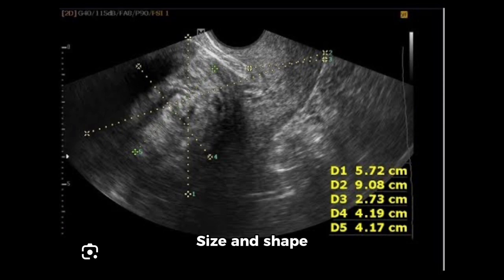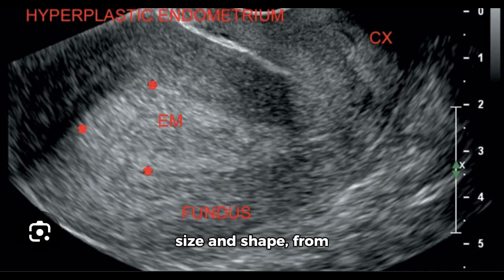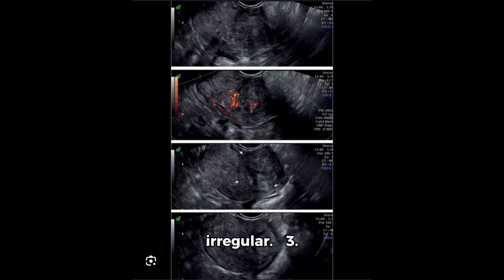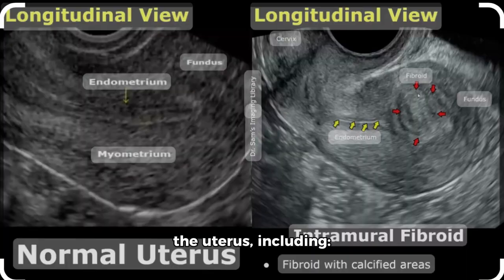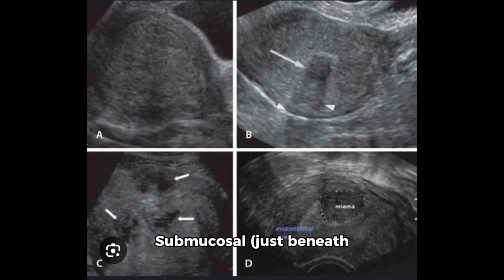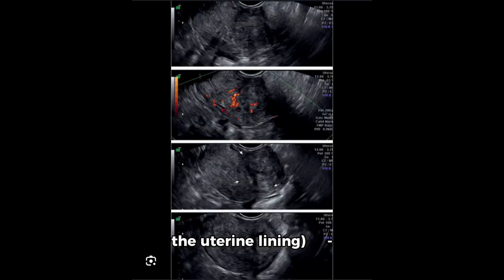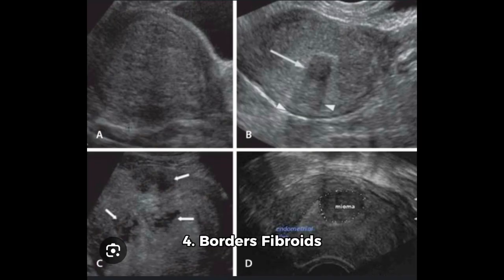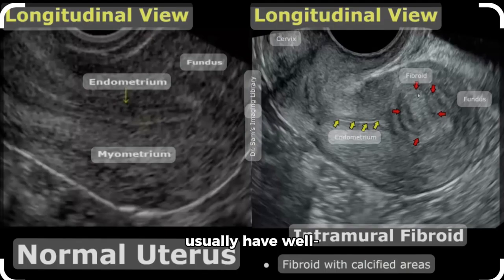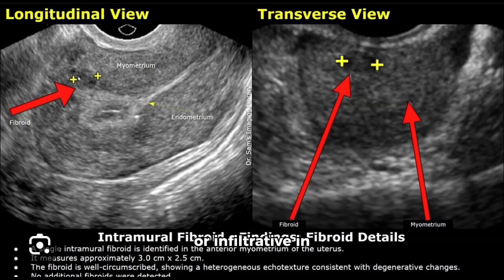2. Size and shape: fibroids can vary in size and shape, from small and spherical to large and irregular. 3. Location: they can occur in various locations within the uterus, including intramural (within the uterine wall), submucosal (just beneath the uterine lining), subserosal (just beneath the outer uterine layer), pedunculated (attached to the uterus by a stalk). 4. Borders: fibroids usually have well-defined borders but may appear irregular or infiltrative in some cases.